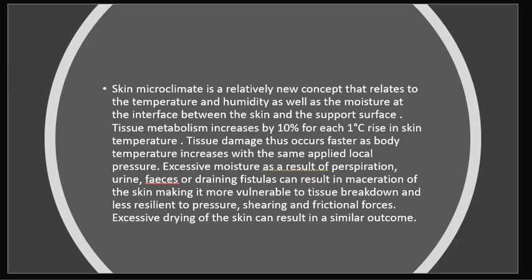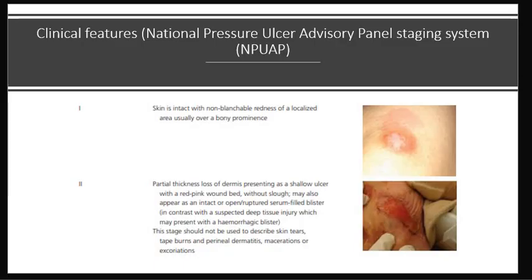And the fourth factor is skin microclimate, the moisture which is present over the bony prominence. So basically whenever there is moisture present over that bony prominence, the temperature usually increases, and every 1 degree Celsius rise in skin temperature speeds up the tissue metabolism by 10%. So there is more chance of formation of the pressure ulcer when there is moisture present over that respective area. And this moisture can come from perspiration, urine, feces, fistulas, and skin macerations as well. So basically these are the most important causes of the pressure ulcer.